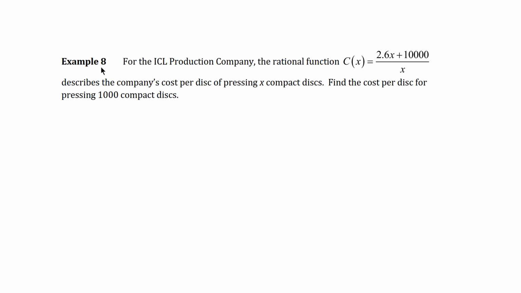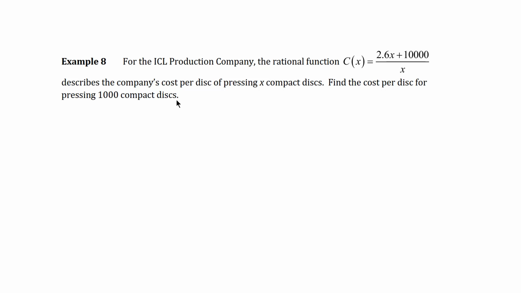Next, we have example number 8. For the ICL production company, the rational function capital C of x is equal to 2.6x plus 10,000 divided by x. This function describes the company's cost per disk of pressing x compact discs. Find the cost per disk for pressing 1,000 compact discs.